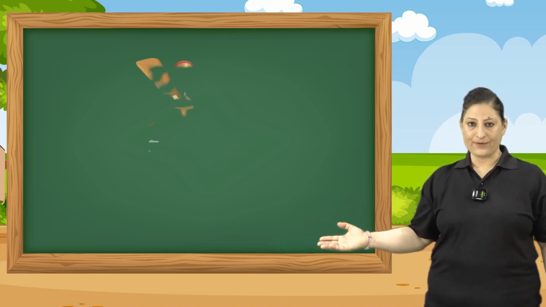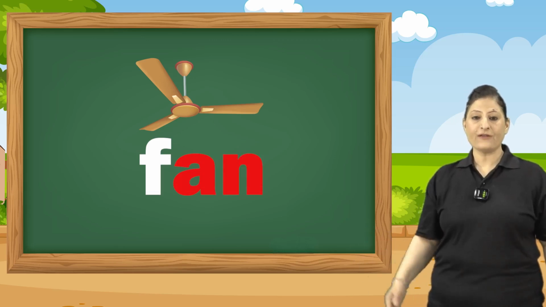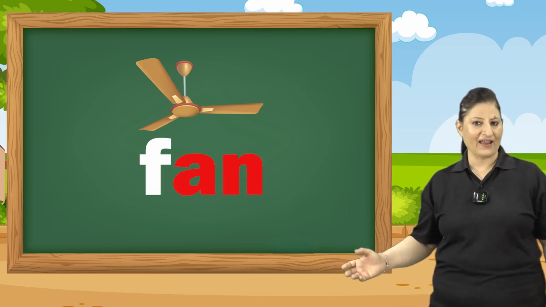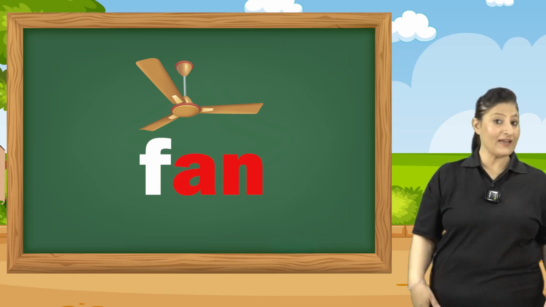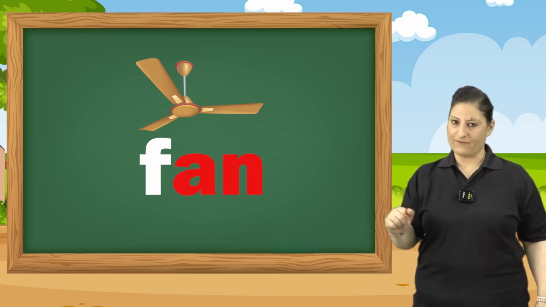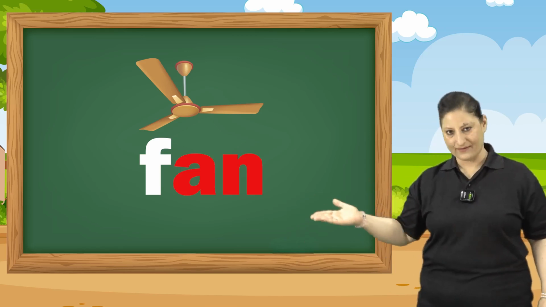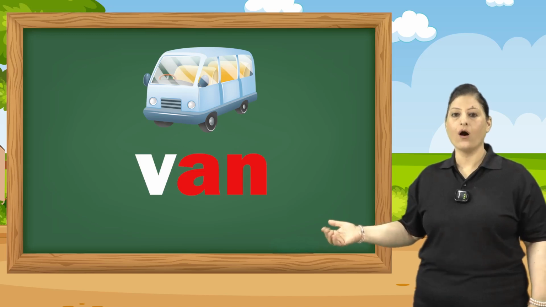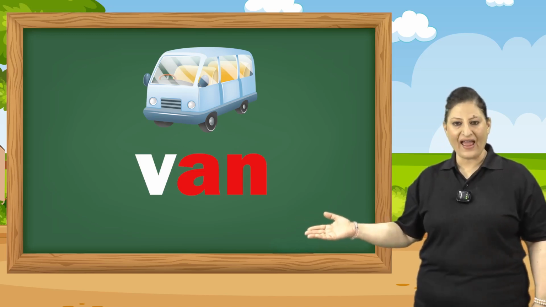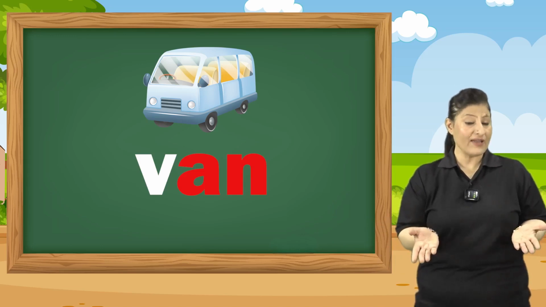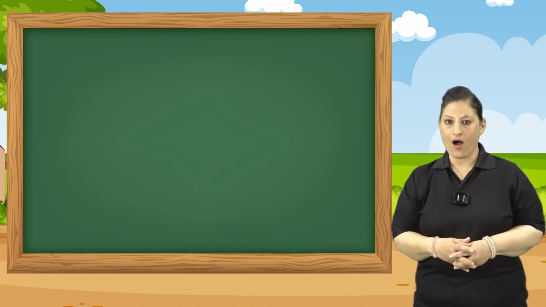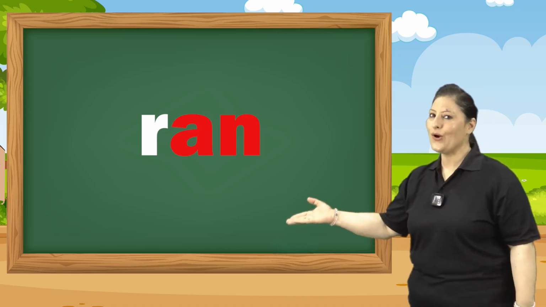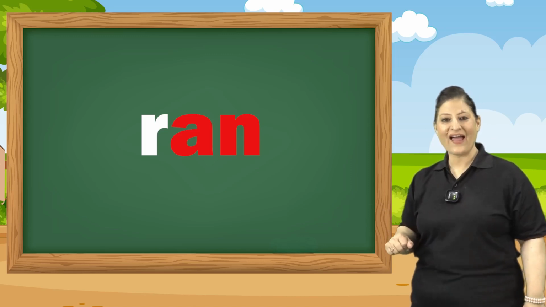Now let's look at another example. The first example is F-A-N, fan. What is the sound of F? F says F, and fan. Similarly, V-A-N, van. A van is a vehicle, you all know. R-A-N. What is the sound of R, children? It says R, and ran.